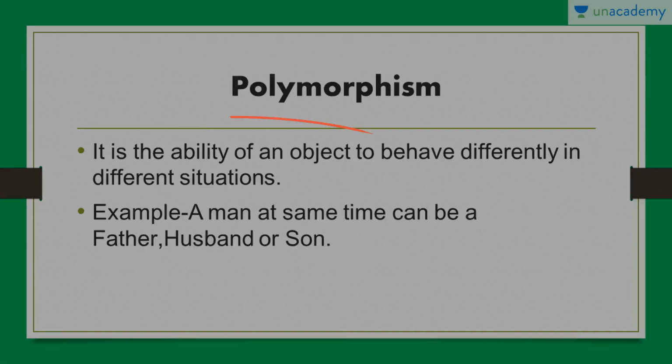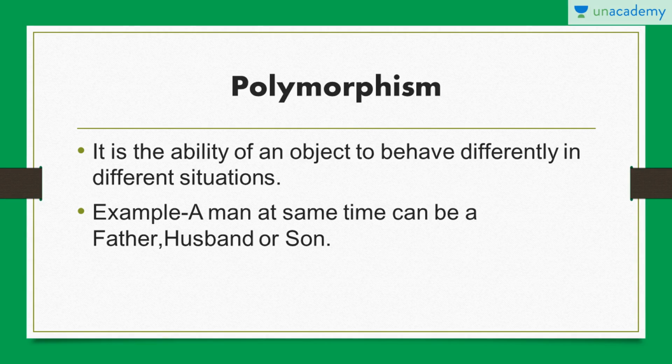Now, what is polymorphism? It is the ability of an object to behave differently in different situations. Its example is a man who at the same time can be a father, husband or son. Same is the case for an object. An object can behave differently in different situations, and you might get different output for one object in different situations. We will discuss it later, and then you will get a clear idea about polymorphism, because you will understand it only when we implement it.